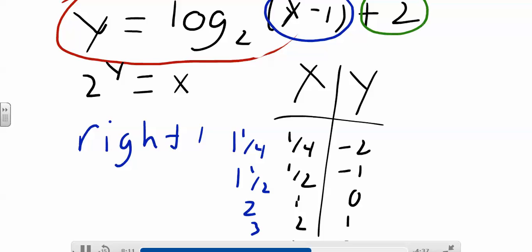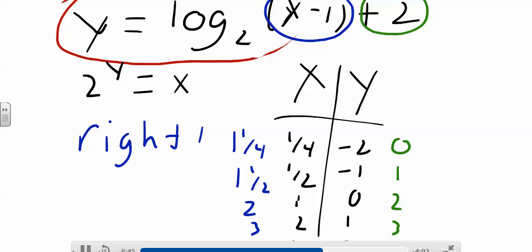Similarly, I have this plus 2. That's going to move the graph 2 up. So negative 2 plus 2 is 0. Negative 1 plus 2 is 1, 0 plus 2 is 2, 1 would be 3, and 2 would be 4. So those are my new points. Really what I'm going to plot is 1 1/4, 0; 1 1/2, 1; 2, 2; 3, 3; and 5, 4.